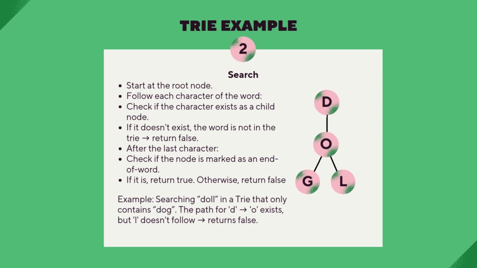Suppose we search for the word doll in a trie that only contains the word dog. We'll find D and O, but there's no L after that, so the search will return false. Doll hasn't been inserted.